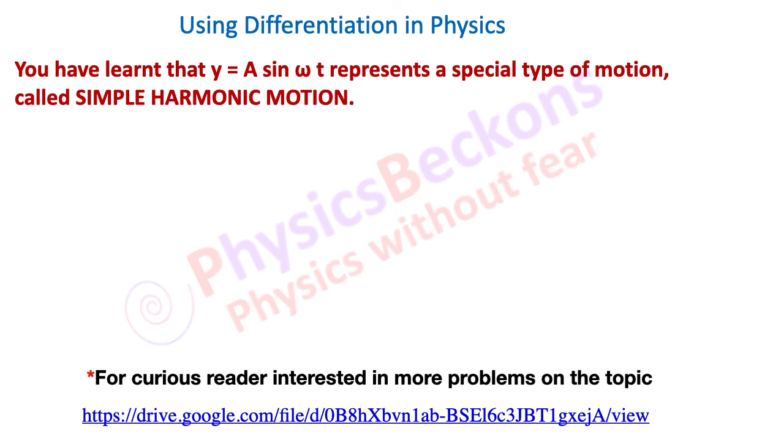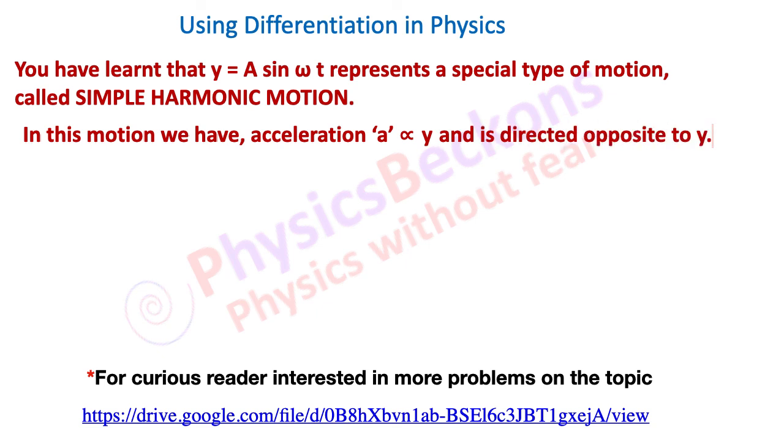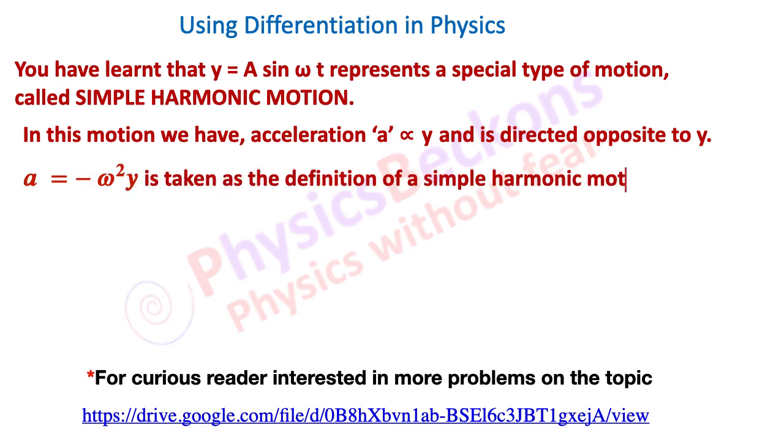You have learned that y is equal to a sine omega t represents a special type of motion which is known as simple harmonic motion. As stated, a is proportional to displacement and is directed opposite to y. This is the definition or equation for simple harmonic motion.